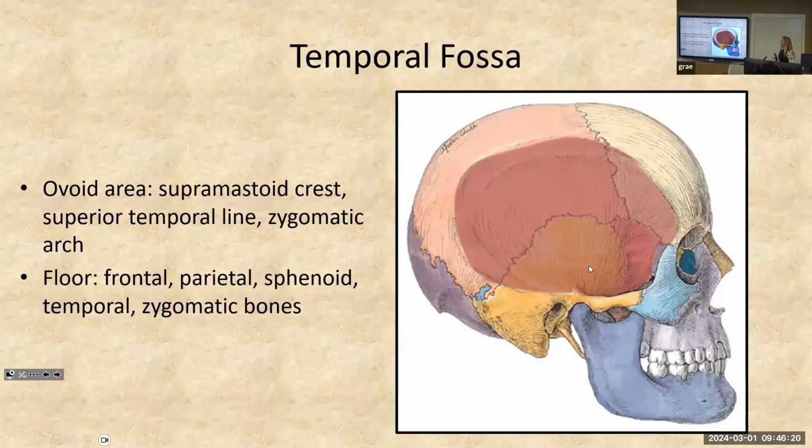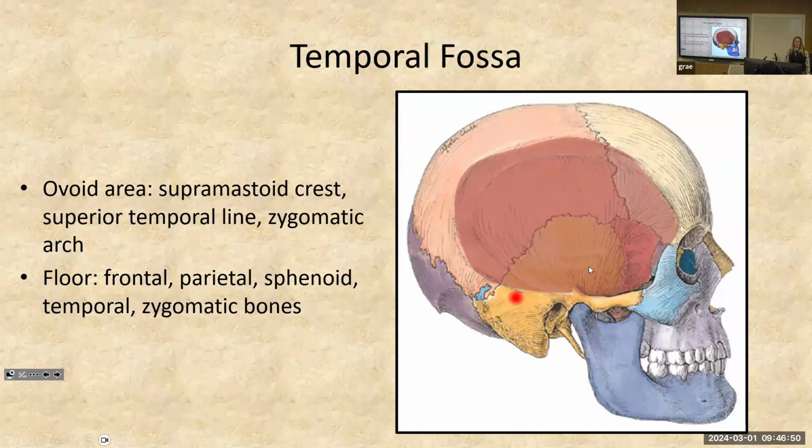So the first area that we'll talk about today, and this is the simplest one, is the temporal fossa. And you've already been introduced to the temporal fossa by Dr. Nodcott and Dr. Tubbs. They've talked to you about the bones that make up the temporal fossa, so make up this floor. And so that's what you see here on this list on the side. These are the bone marks, like the supramastoid crest you can see here, superior temporal line. So these are just borders.